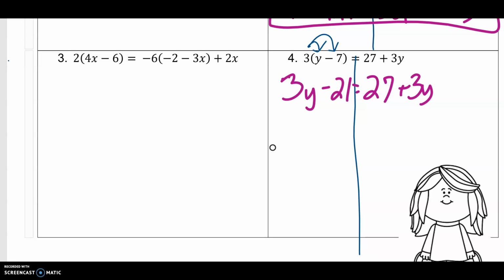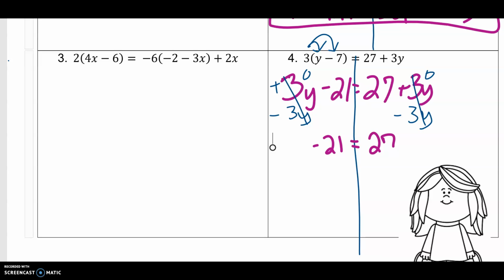Now, since there are no like terms on the left side or the right side that can be combined, I'm going to work on getting rid of my variable on one of the sides. I want all my variables to be all together on one side of the equation. So I'm going to look at this left side here, and I'm going to go ahead and get rid of this 3y. So since it's a positive 3y, I'm going to subtract it. And then I have to do the same thing on the right side as well. And when I do that, 3y minus 3y on the left gives me 0. So 0 minus 21 is -21. And on the right side, 3y minus 3y is also 0. So now we have 27 plus 0, which is 27.